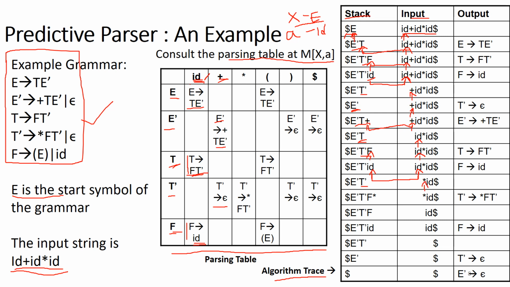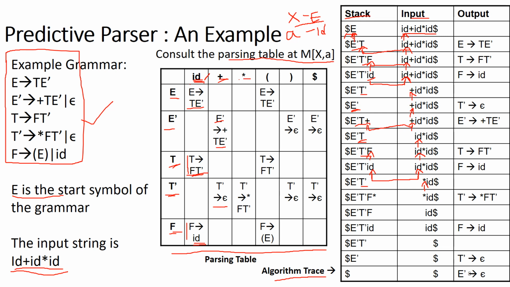So now the top of the stack is T dash and the current input symbol is star. Therefore, because the top of the stack is a non-terminal, the parsing procedure consults the parsing table at the location T dash and star.